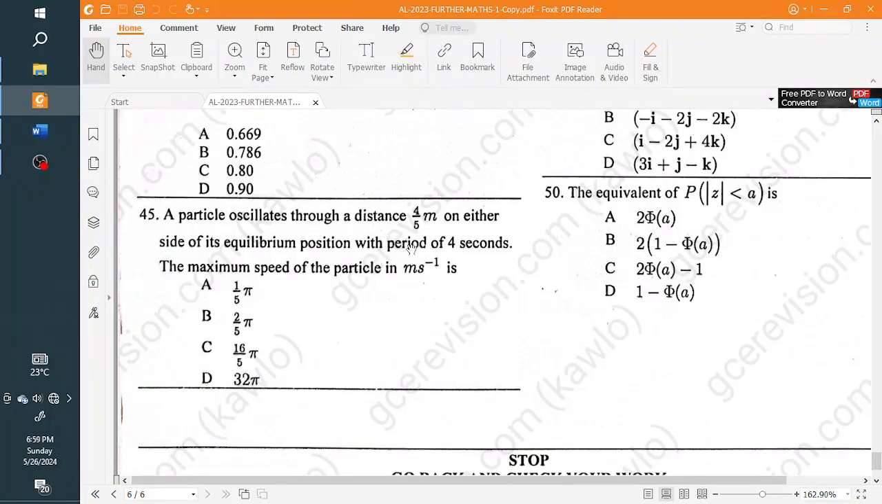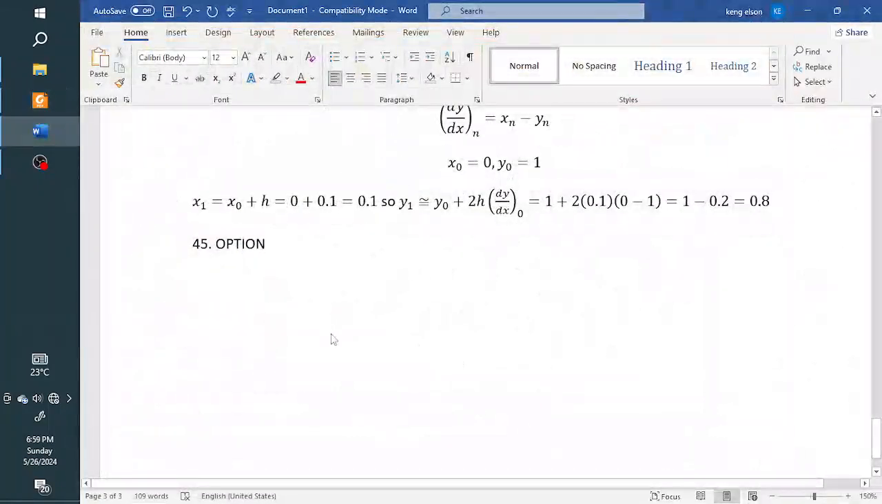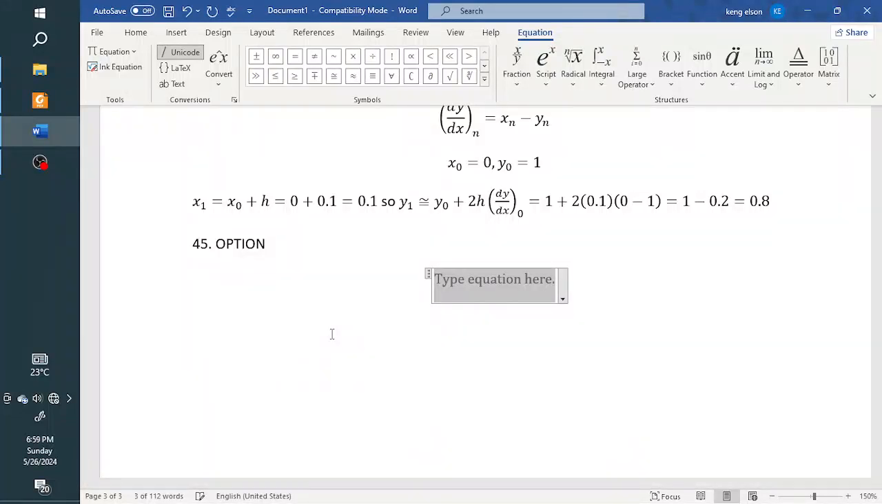Now, what is the maximum speed? V is equal to omega r is the maximum speed. So all we need to do is, we have r already, it is 4 over 5. Now we need to find omega. Omega is 2 pi over the period. So the maximum speed will be equal to omega, which is 2 pi over the period, which was 4 seconds, times the amplitude, which is 4 divided by 5, meters per second.